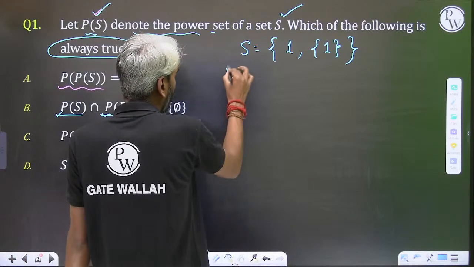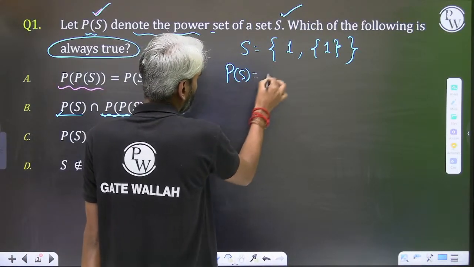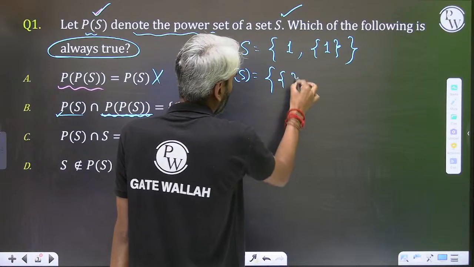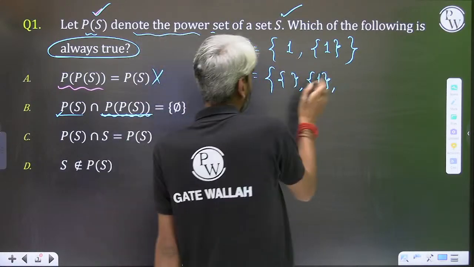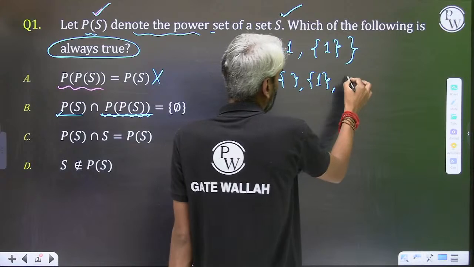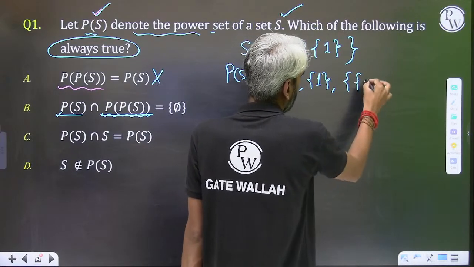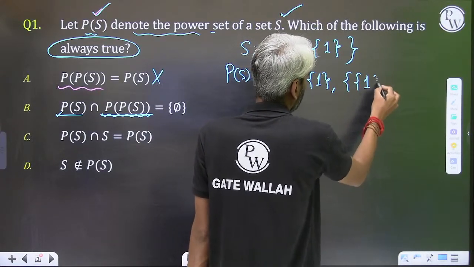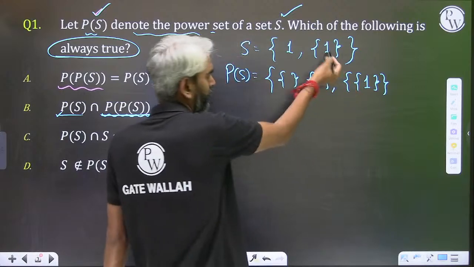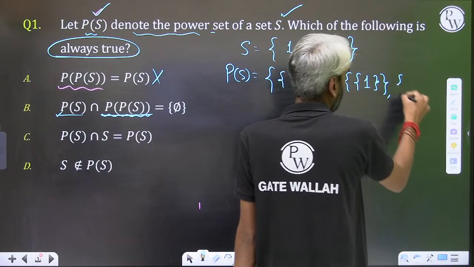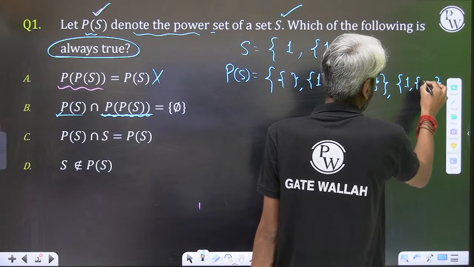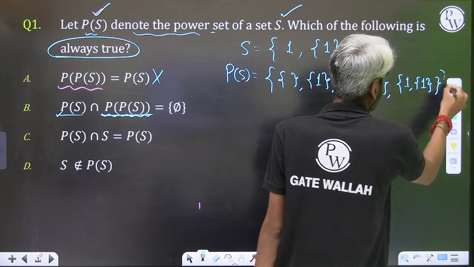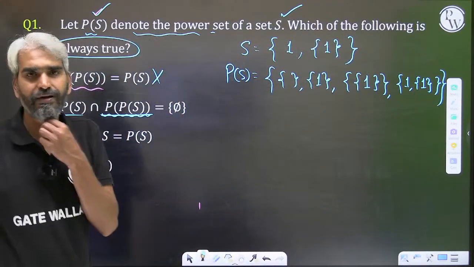Now, if I define power set of S, what will be power set of S? Power set of S will be an empty set, a set containing element 1. Wait a minute, you will get this. A set containing element 1. Apart from that, a set containing another element, and that other element is a set containing element 1. Apart from that, the next one will be 1, comma, the set containing 1.